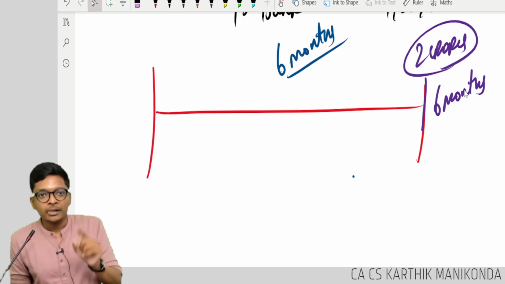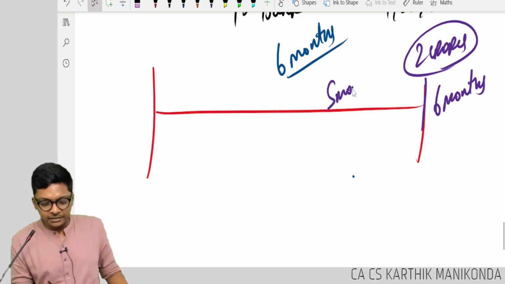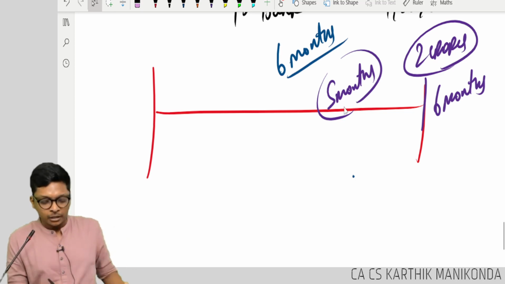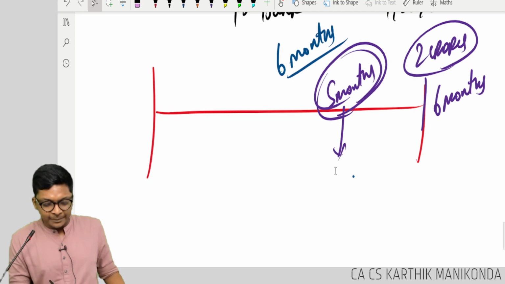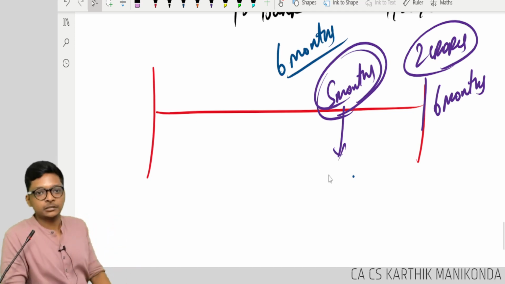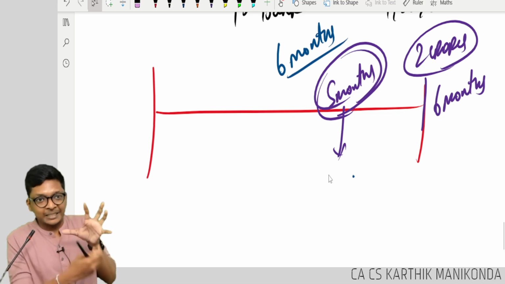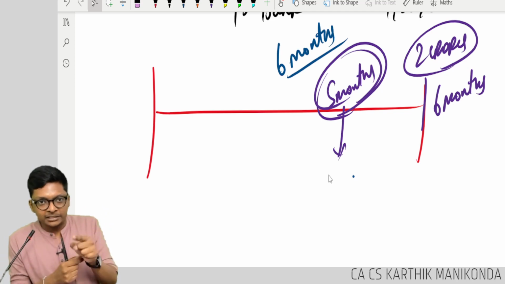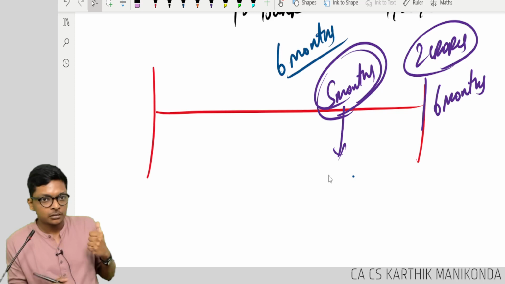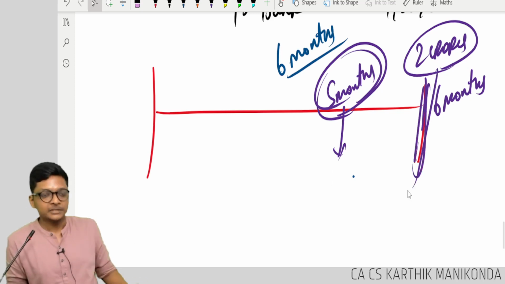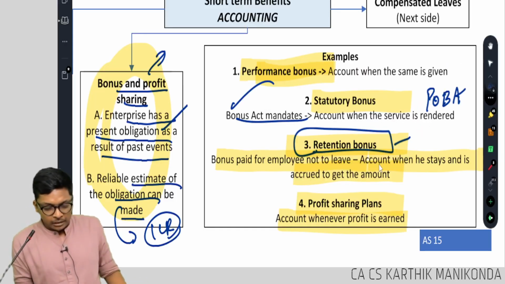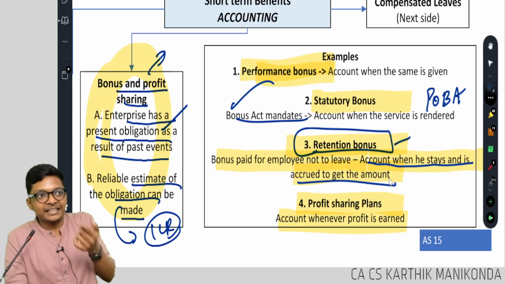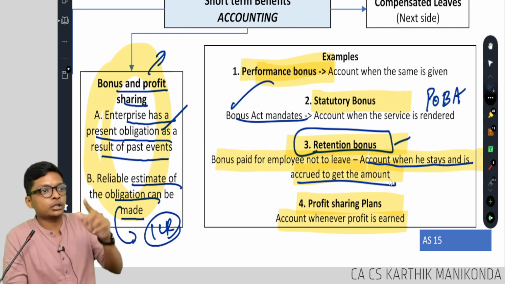Suppose in 5 months, he left. He said, beyond this, I can't stay here. Very difficult. Lot of work is there. So in 5 months, he decided to leave. Will he get the bonus? Whatever condition is kept for retention, if you satisfy that condition, then only you will get the bonus. So when is the bonus accrued here? Once you stay for that period. Now read the point: account when he stays and it is accrued to get the amount. Basically, whenever he satisfies the condition when it's due, just like the accrual concept.